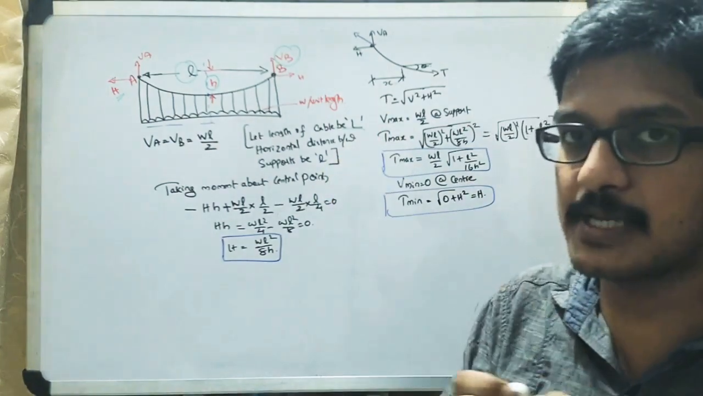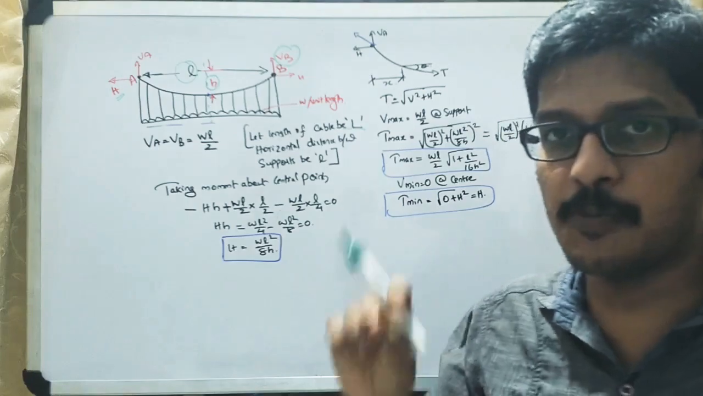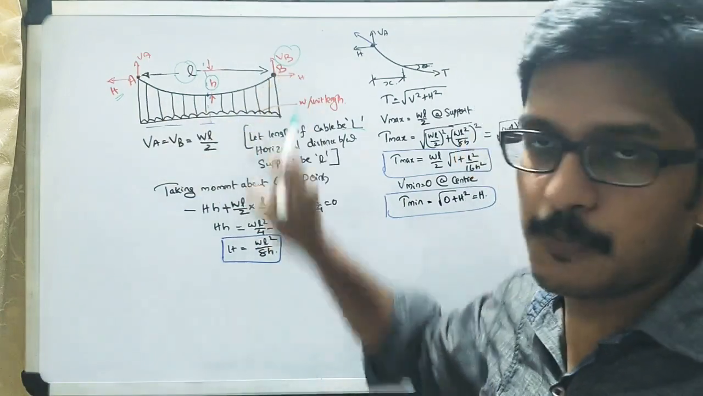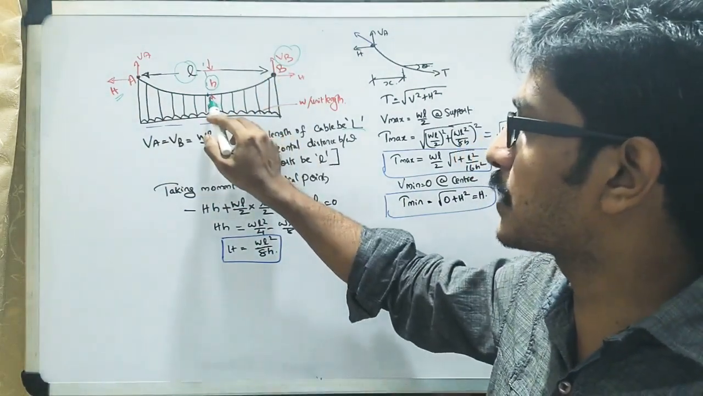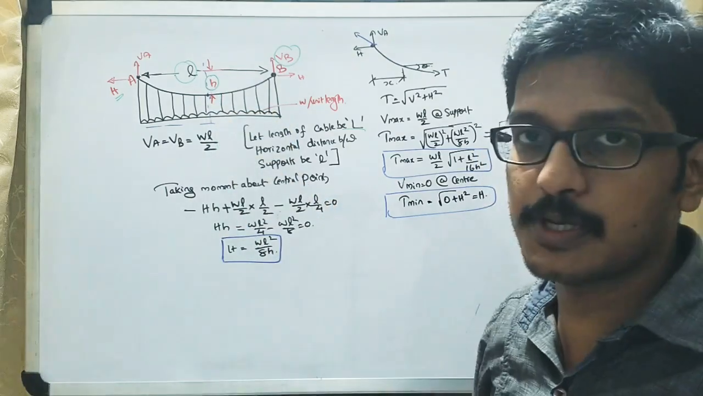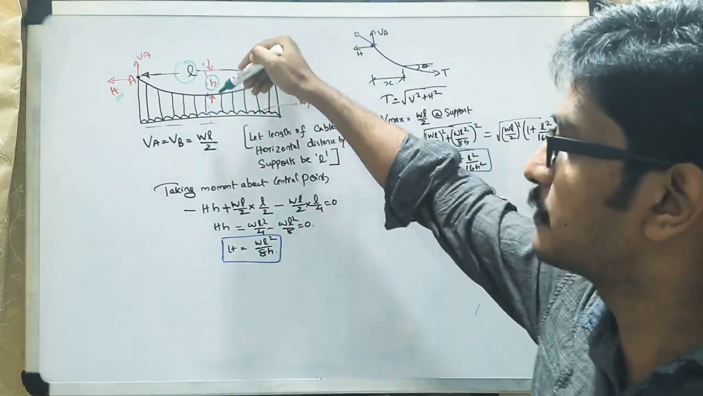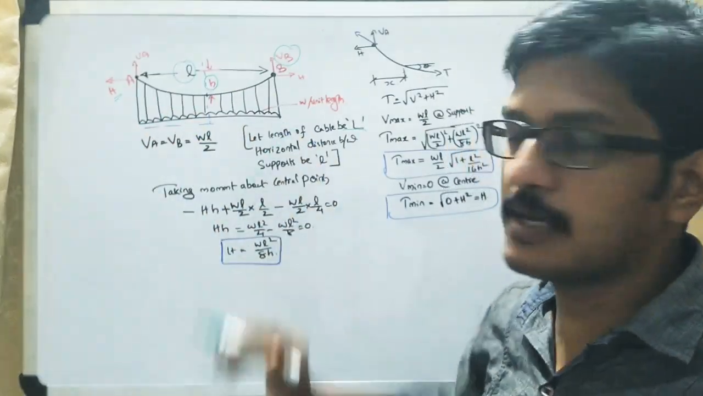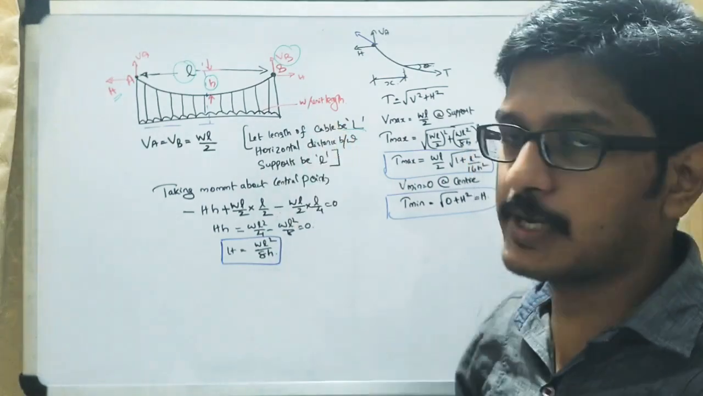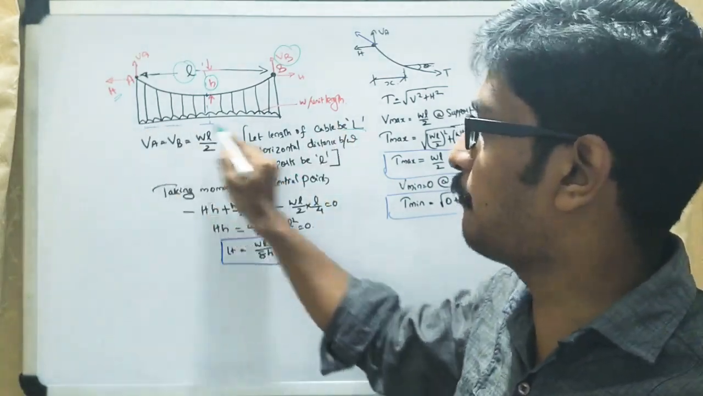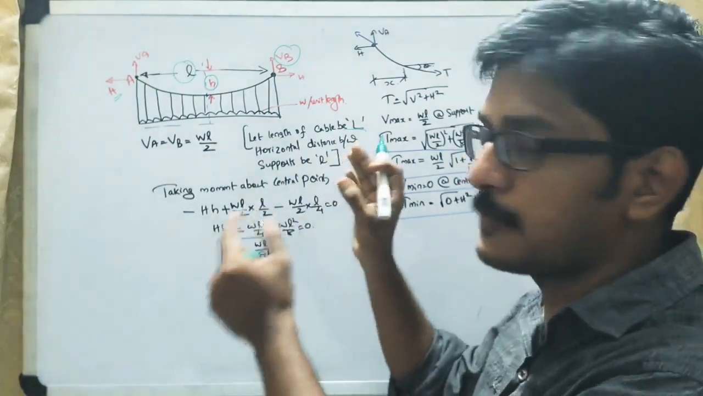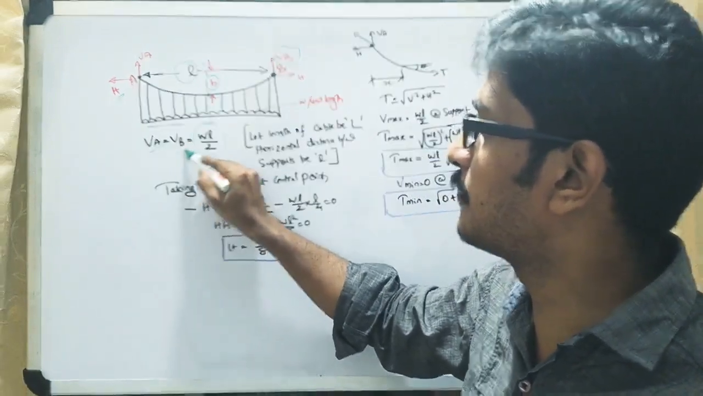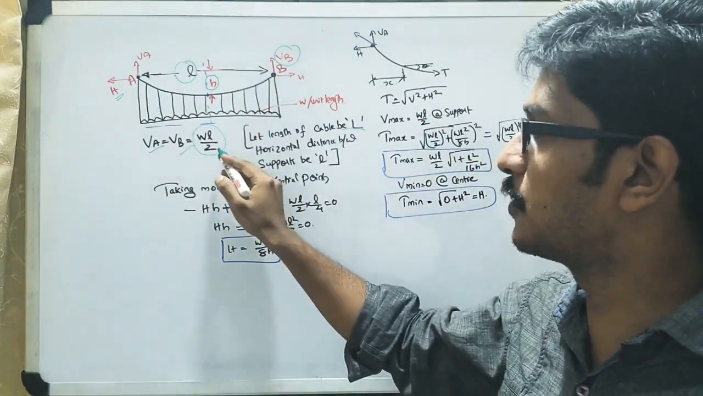As already discussed in the previous lectures, a cable is very flexible, so the bending moment at any point will be 0. Here we are going to consider the bending moment at the center point. Before that, when this UDL is applied, what will be the total load? W per unit length is this magnitude, so the total force will be WL. It is shared equally, so the value will be WL by 2 at VA and VB. I hope you understood how we got this WL by 2.